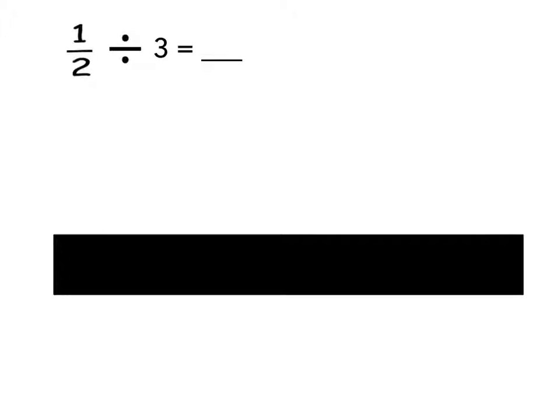And just like we've done with other types of division problems that involve fractions, a really helpful way to get started is to turn your division problem into a missing factor problem. So in order to do that, I'm going to change this problem into blank times 3 equals 1/2. And that's the same equation.